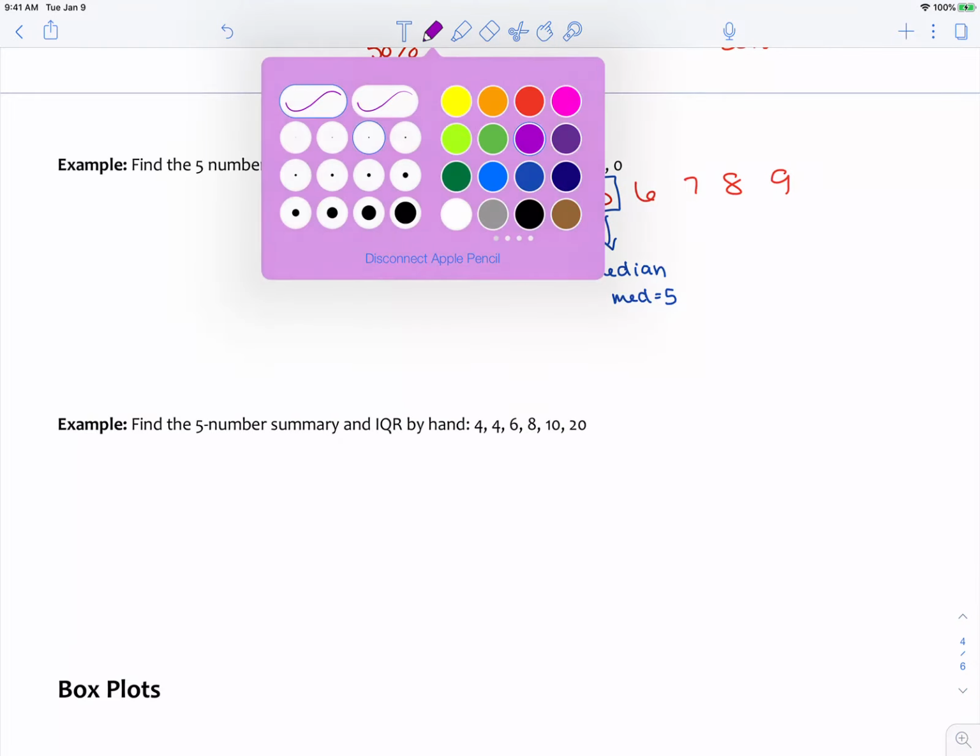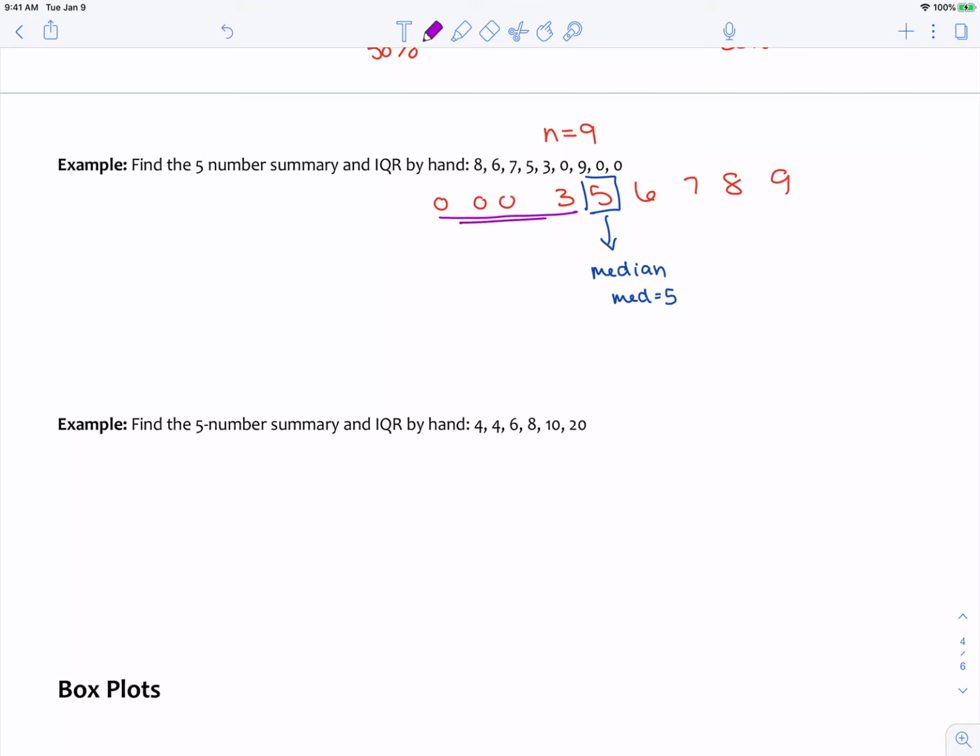So for us, this is going to be considered our lower half of the data. This is our upper half of the data. We are ignoring the median from the upper and lower halves.